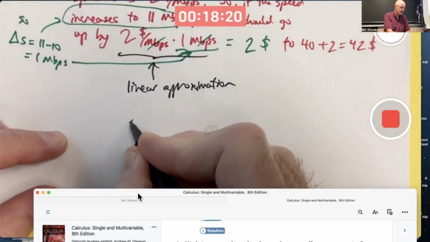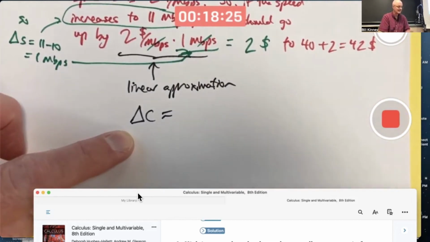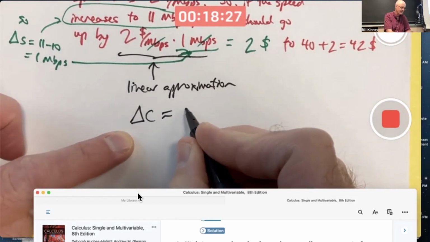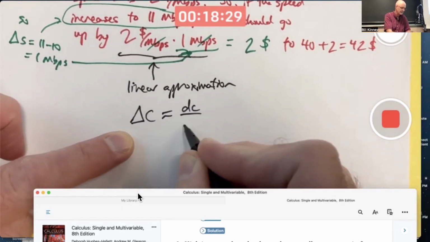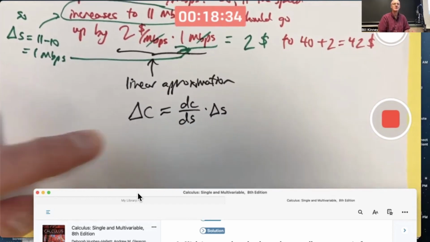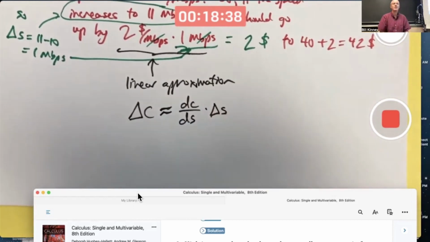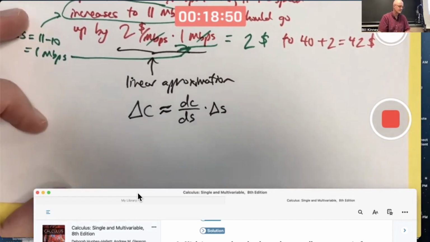In general, the change in the cost, written as a delta C, not a dC, is the derivative, the rate of change, times the change in the independent variable. This is an approximate equation. The approximation gets better and better for most applications, the smaller delta S is. But I could use it for other delta S's as well, like 1.7.